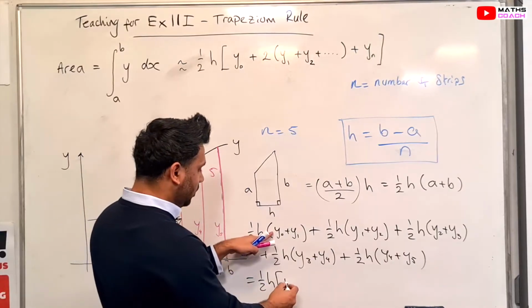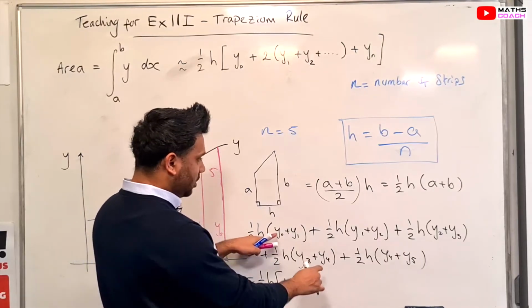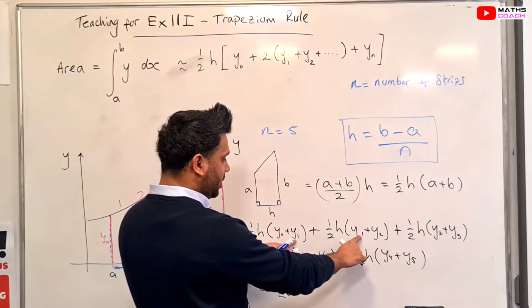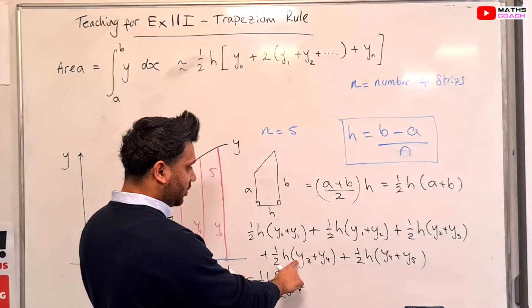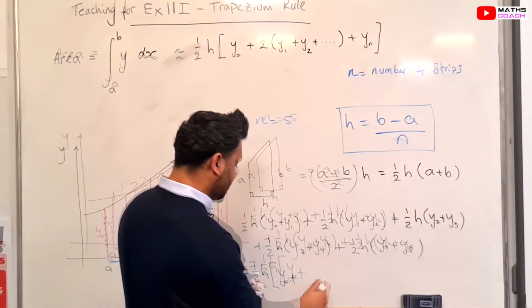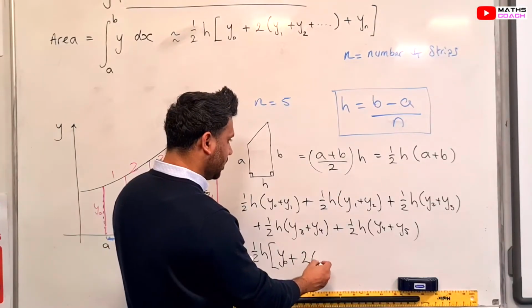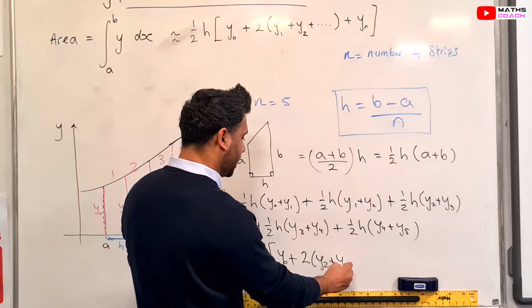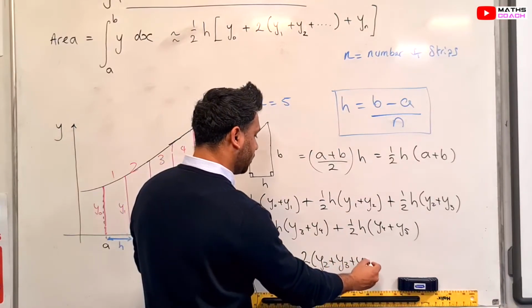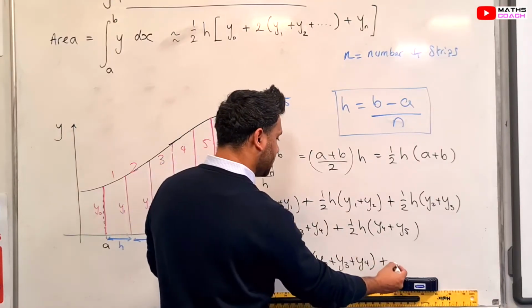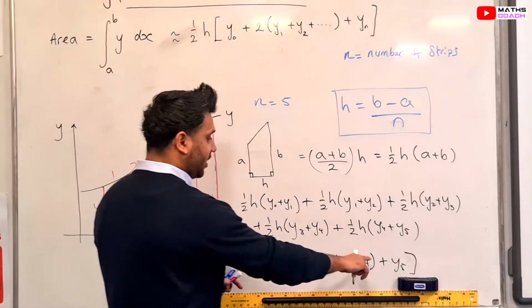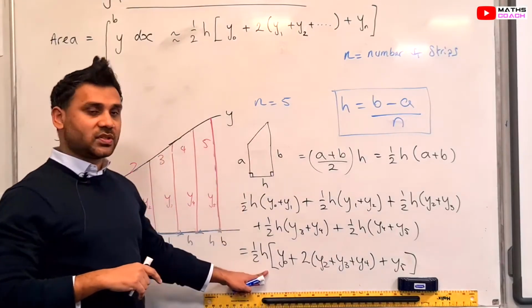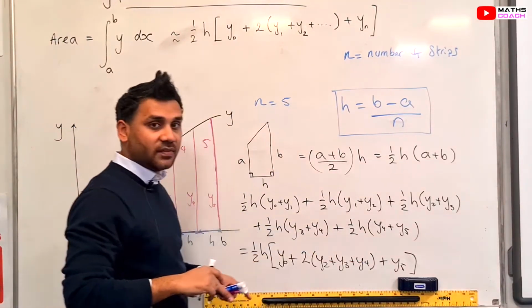we have y0 plus y1 plus another y1, y2 plus another y2, y3 plus another y3, y4 plus another y4. In other words, we have two lots of y1 plus y2 plus y3 plus y4, and a single y5, and close bracket. And we have a version of the formula for the trapezium rule where we have 5 strips.